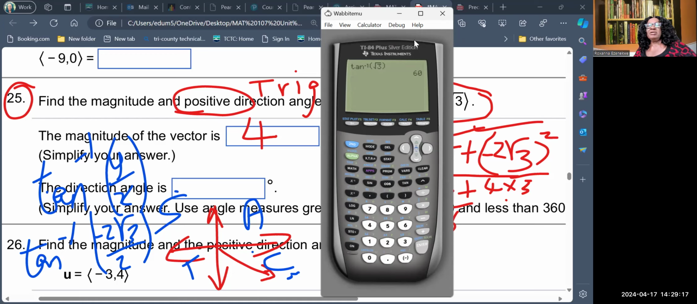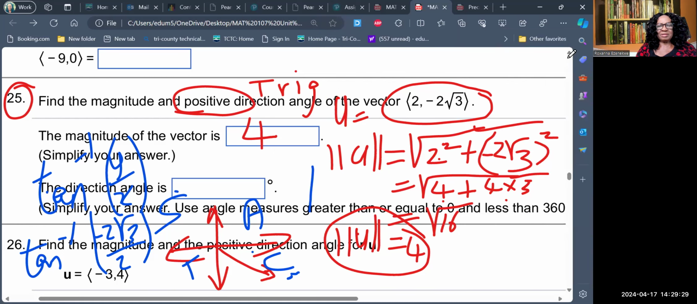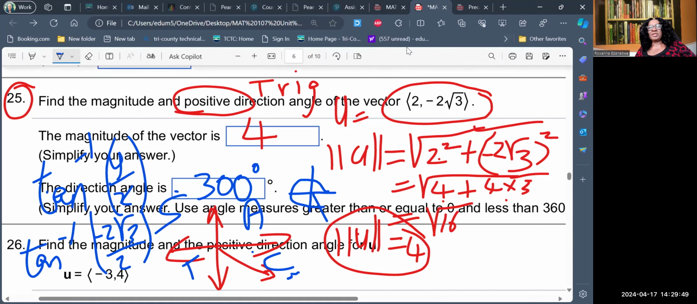So the reference angle is 60 degrees in the fourth quadrant. In other words, the positive angle from the fourth quadrant to this angle is going to be 360 minus my reference angle, which is 300 degrees. So the angle is 300 degrees. This angle is 300 degrees. All right.